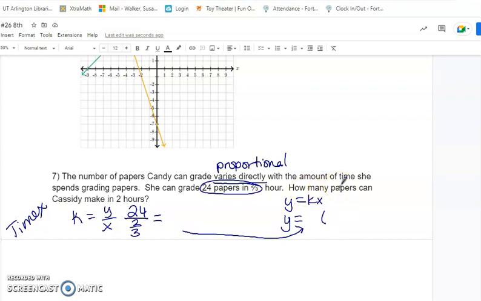Should say grade. I'll fix that. And these names have to be fixed, but it will be fixed before you get it. I'll put Candy on both of these. No, I'll put Cassidy. I like Cassidy. Okay. In 2 hours. Okay. So I'm going to multiply whatever I get by K by 2.